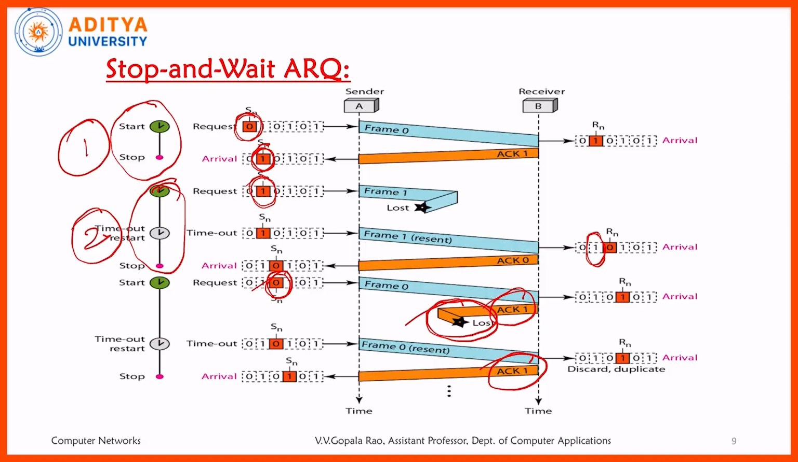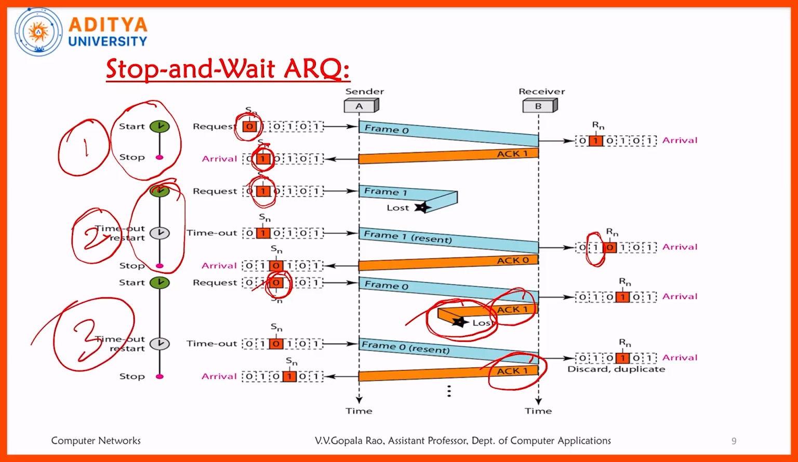ACK1 reveals two important things: frame number 0 is received properly by the receiver, and it is expecting frame number 1. This ACK1 is received by the sender in time, so that the sender can arrange to send frame number 1 in the transaction. So this is the way the overall steps can be carried out.